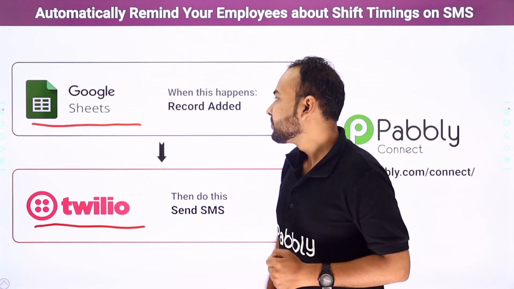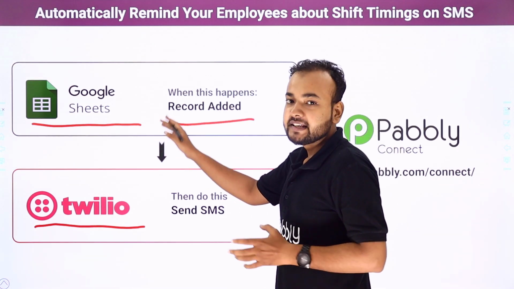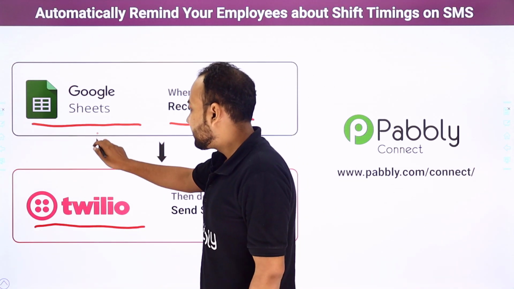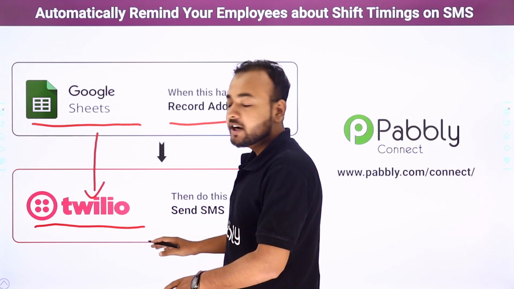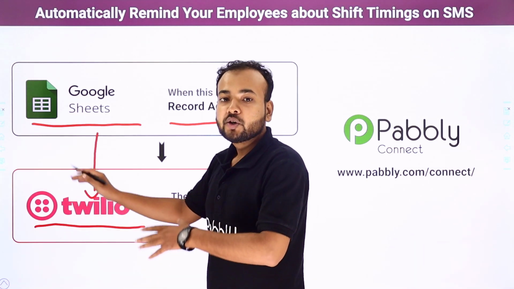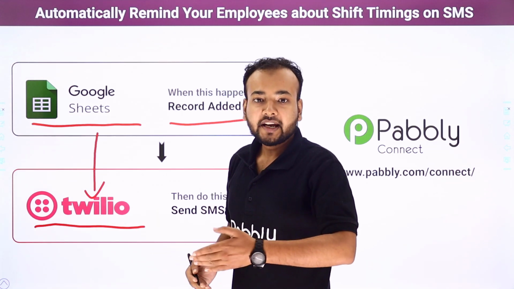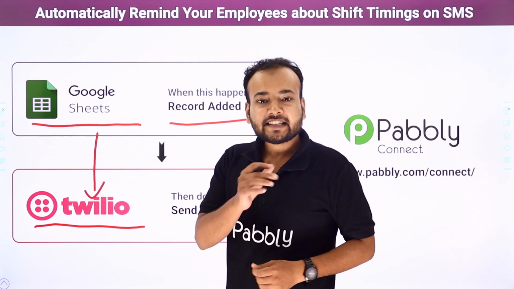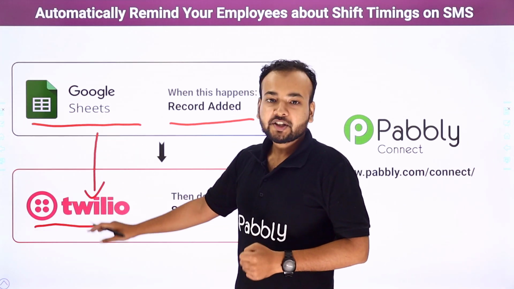What if I tell you that when you add the record of your employees and the new shift timing details on Google Sheets, a new SMS reminder will get automatically delivered from Twilio to your employees a few days before the actual date when you are going to change the shift timings. Yes guys, this can be done, and this can be done by connecting Google Sheets with Twilio.